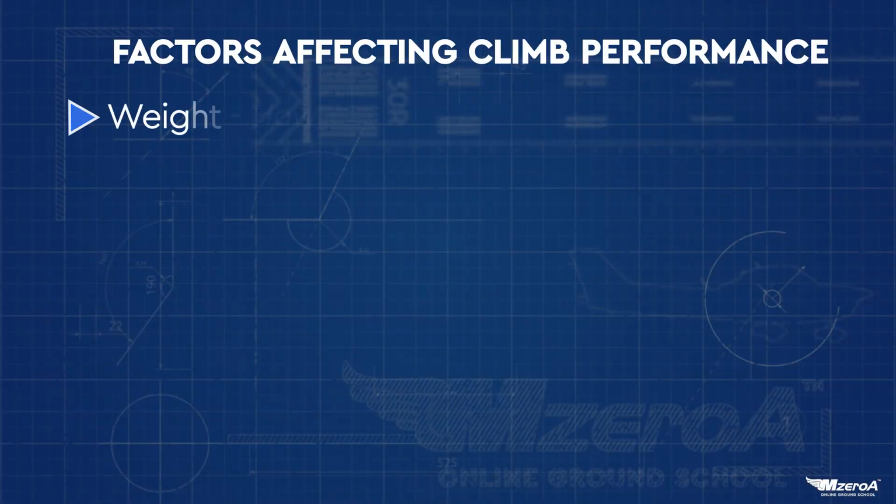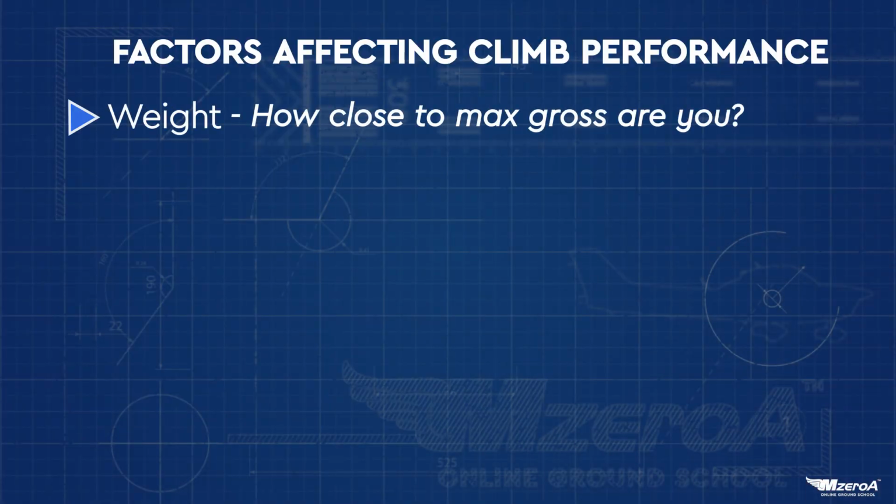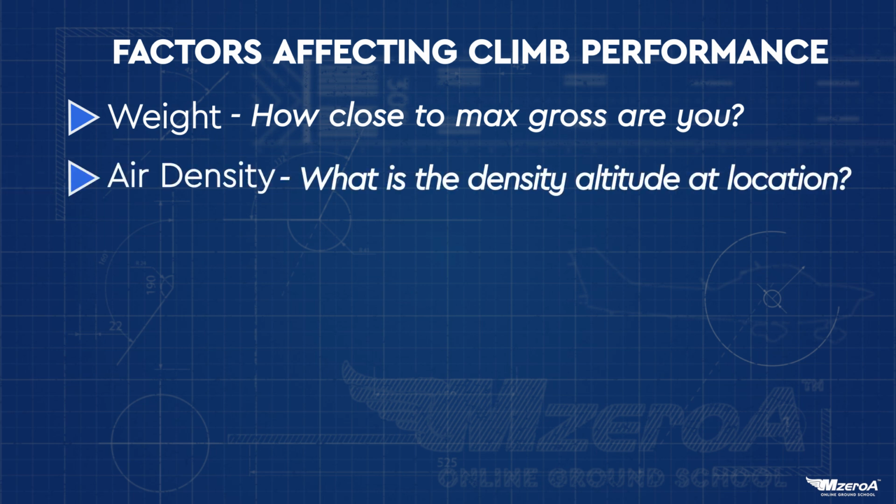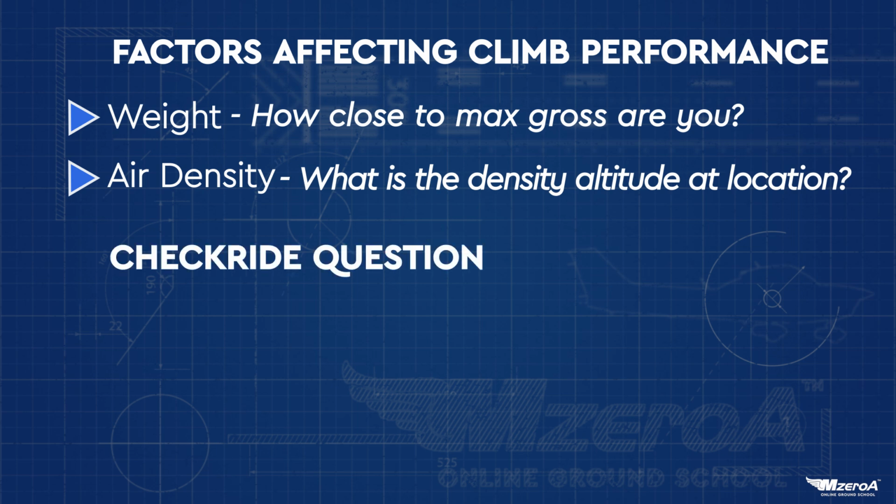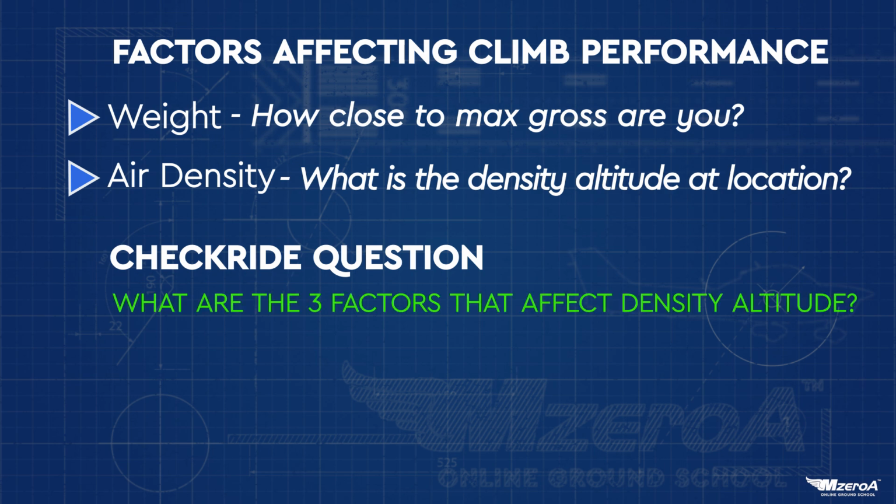There are things like weight, the weight of the aircraft. How close to maximum gross weight are you? Also, the air density, or better said, the density altitude. What are the three factors? Popular checkride question. Maybe let me know in the comments below that you know this. What are the three factors that affect density altitude? Like, what are the three things that would increase density altitude? Remember, an increase in density altitude is actually a decrease in performance. So think of that. Leave me a comment with that one below.